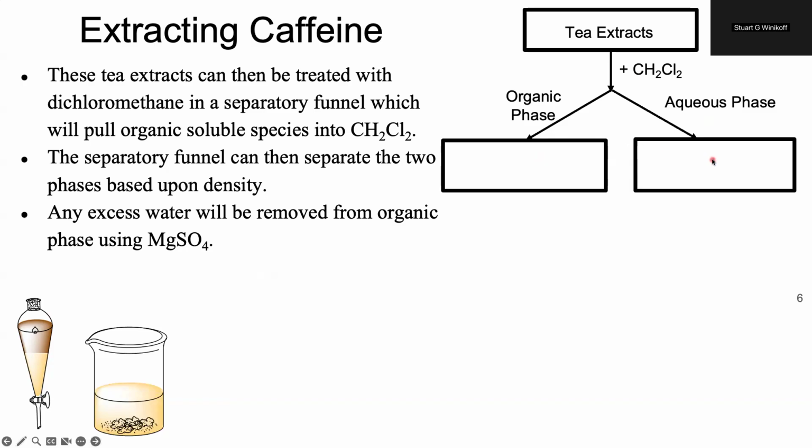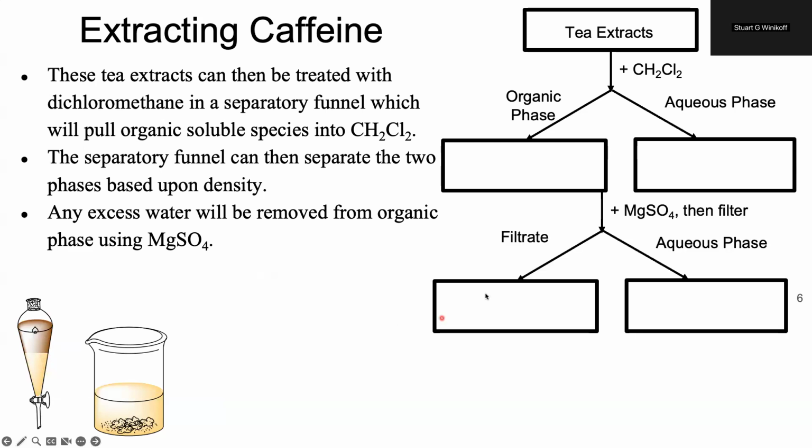some excess water that essentially would have leached into my organic phase. Because even though I can use the separatory funnel to make a pretty fine line between my organic and aqueous phase, a little bit of water will always kind of seep through. Entropy is like that. So we can remove that extra water using something like magnesium sulfate. Magnesium sulfate is a hygroscopic material that will readily absorb water.